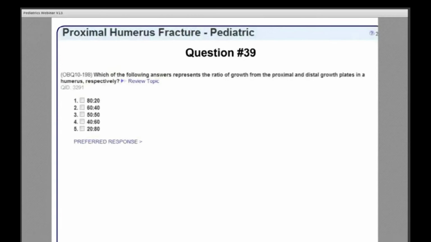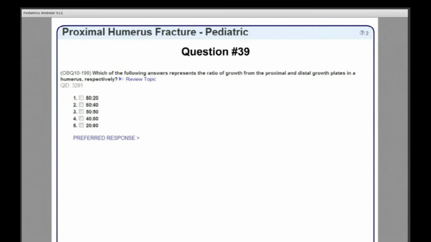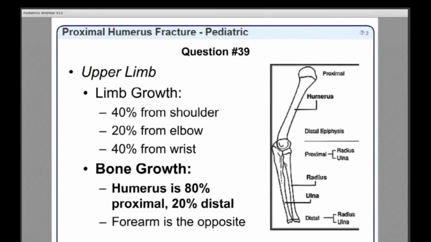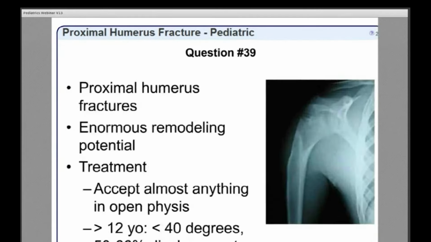The next topic is growth and proximal humerus fractures. Which of the following answers represents the ratio of growth from the proximal and distal growth plates in a humerus, respectively? So this requires you to know the individual contributions of growth plates to the normal upper limb growth. Limb growth in the arms is 40% from the shoulder, 20% from the elbows, and 40% from the wrist. Bone growth in the humerus is 80% proximal, 20% distal, and the forearm is the opposite of this.